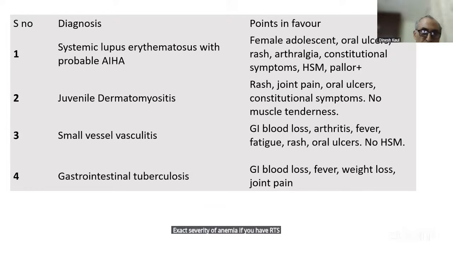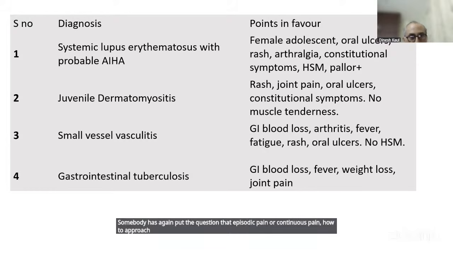Somebody has again asked the question, episodic pain or continuous pain, how to approach the joint pain. I would like to answer. Okay, go ahead.